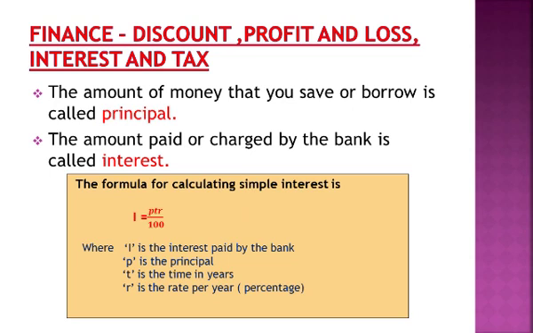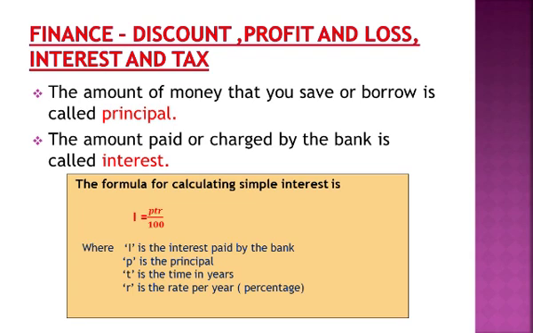Banks in Europe, America, Japan and many other places in the world will pay you money if you place your savings with them. They will also lend you money but will charge you to do so. The amount of money that you save or borrow is called principal. The amount paid or charged by the bank is called interest.